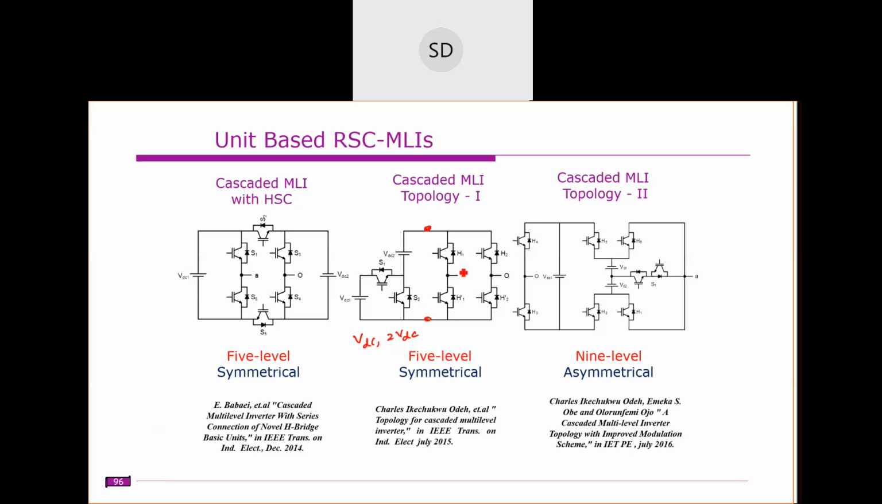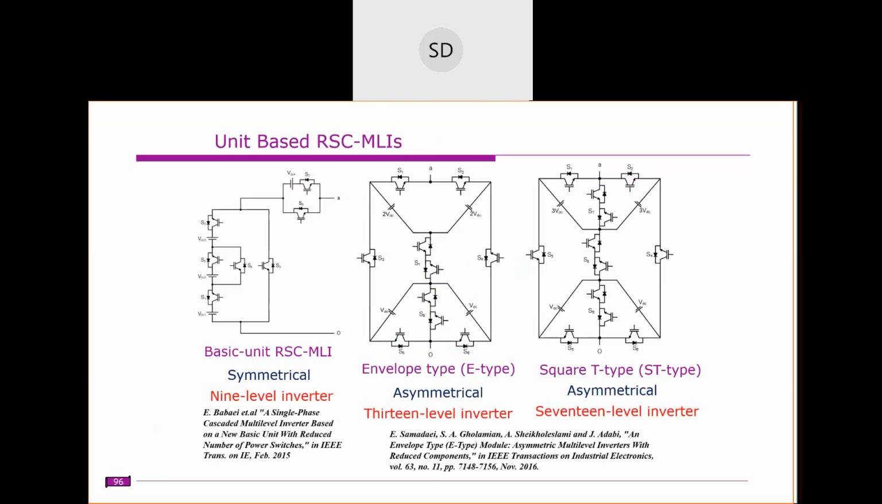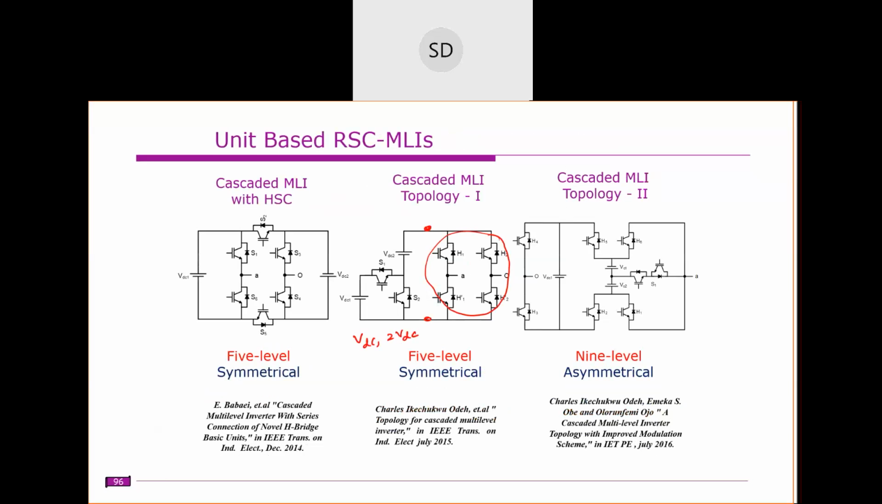This H bridge will act as a polarity generator. From this H bridge, we can convert this into 2 VDC to minus 2 VDC, including 0. The 0 can be obtained by operating any upper two or bottom two switches in the H bridge. This is how a 5-level output can be obtained using this unit-based topology.